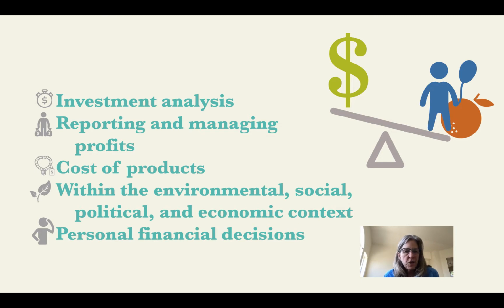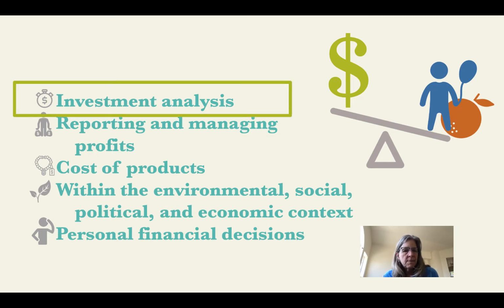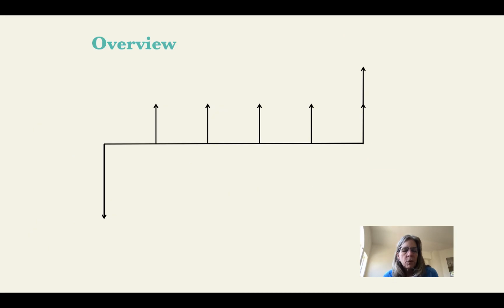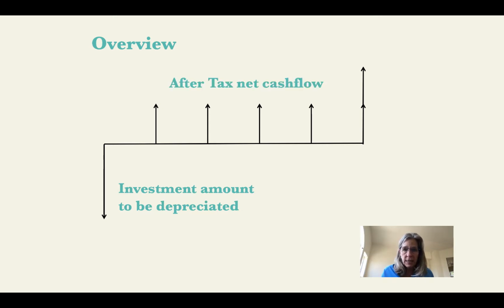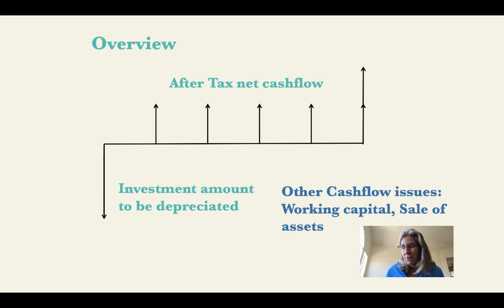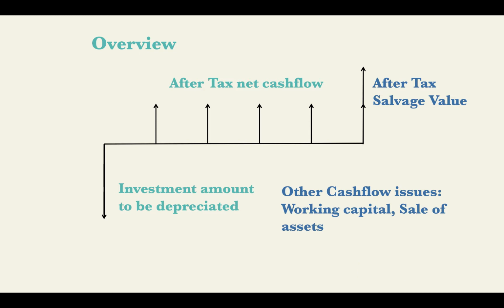So when we look at the 5 topics that are covered in this class, we're still in the concept of looking at investment analysis. So an overview is that we often want to know the cash flow diagram that's illustrated this way when we're making an investment, where we invest in some amount that needs to be depreciated over time, and then we actually calculate the net cash flow. We have other things associated with cash flow like working capital and assets, and then we have to figure out the after-tax salvage value. And this video is really looking at these issues of sale of assets, which is also the same thing as figuring out what the after-tax salvage value is.